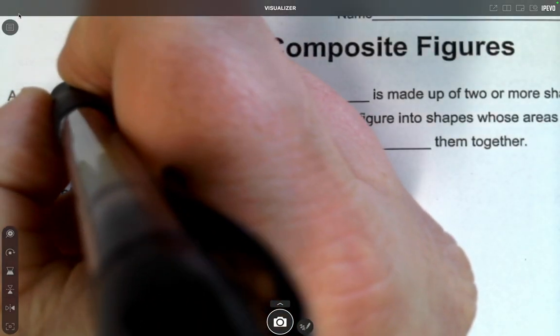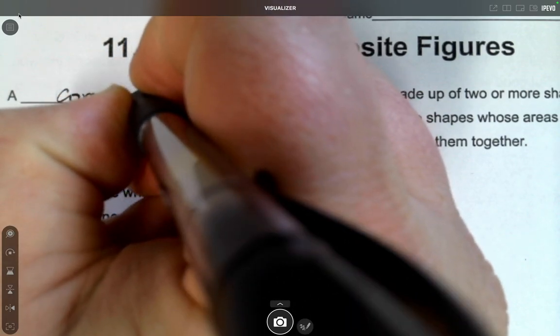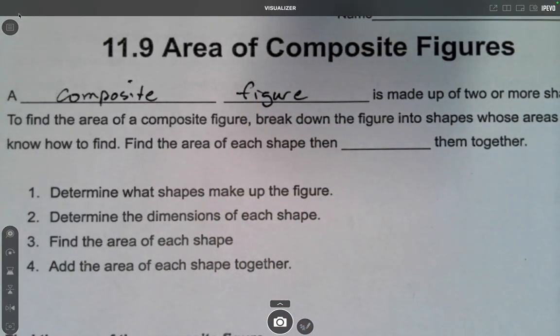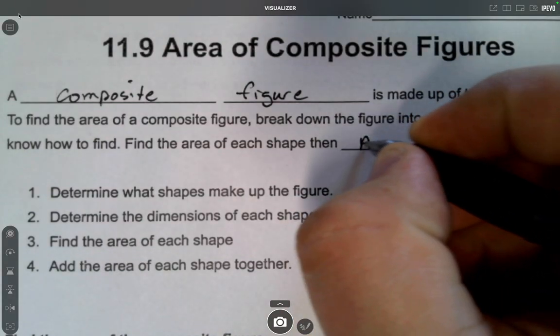So a composite figure. Composite, same root word as compose. Just like composing music can mean putting instruments together, putting notes together, making music by putting things together. And composing can also be talking about making something or putting things together. So anyway, a composite figure is made up of two or more shapes. To find the area of the composite figure, break down the figure into shapes whose areas you know how to find. Find the area of each shape, then add them together.